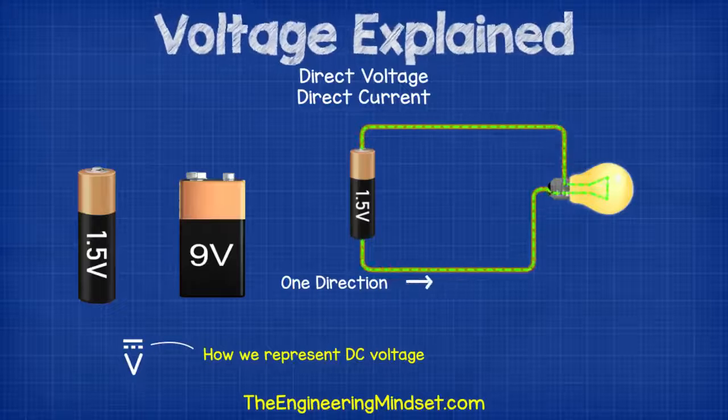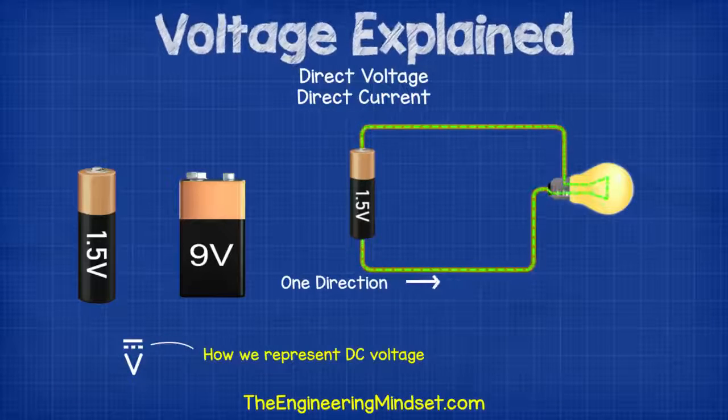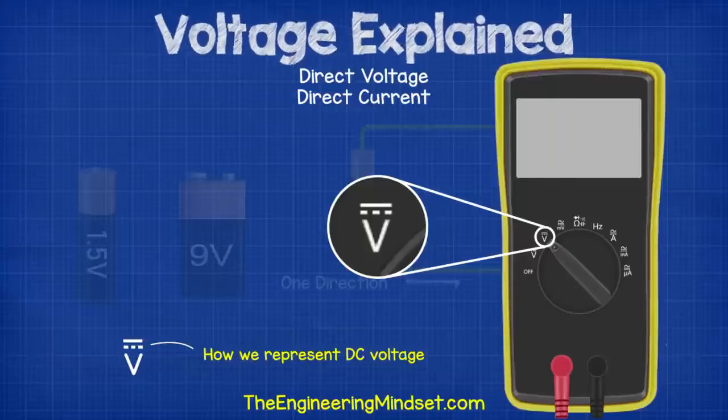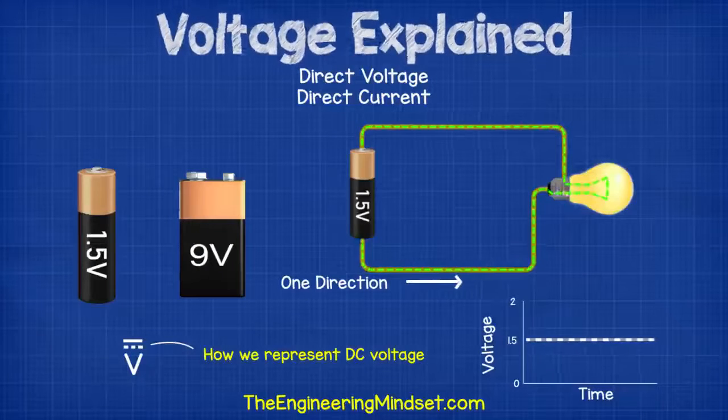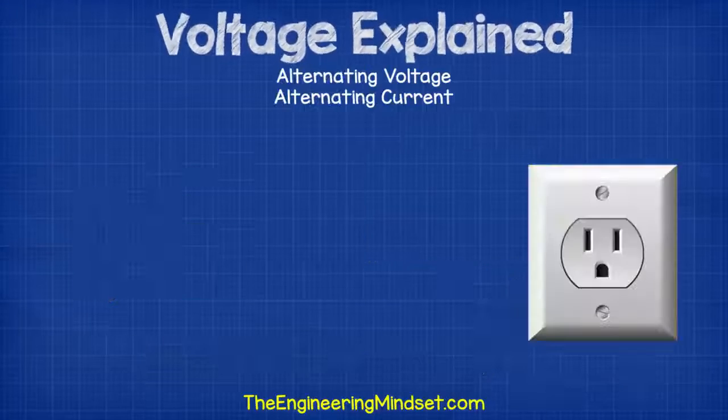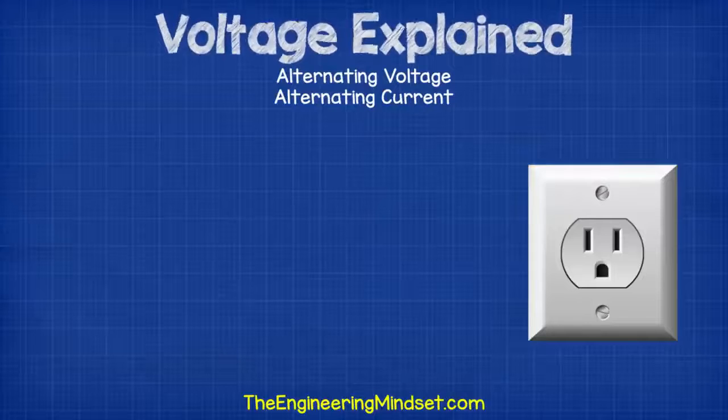Direct voltage is usually represented with a capital V with some dots above this and a small horizontal line. You can see an example of this on the multimeter for the setting we would need in order to measure the voltage in a DC supply. If we plotted this voltage against time, it would produce a straight line because it is constant, it is direct in one direction. The voltage in our wall sockets is alternating voltage.